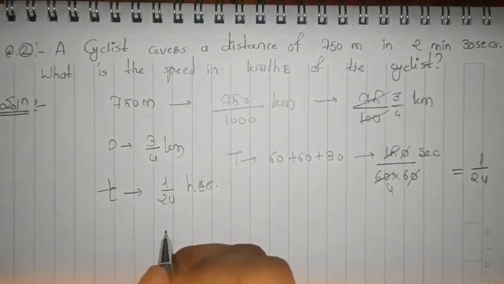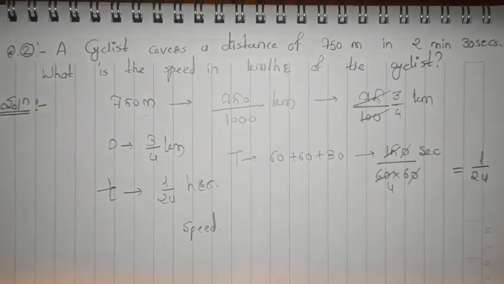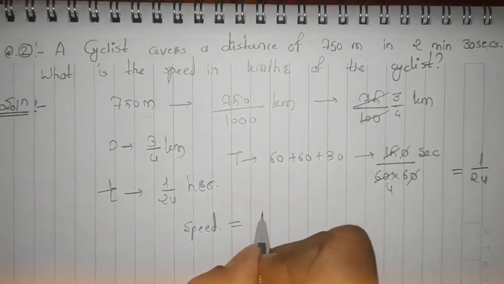Now we have to find the speed, right? So speed is equal to what? Speed is equal to distance upon time.